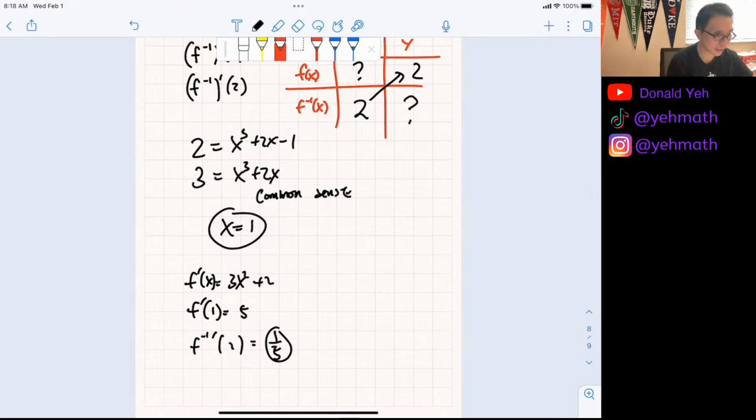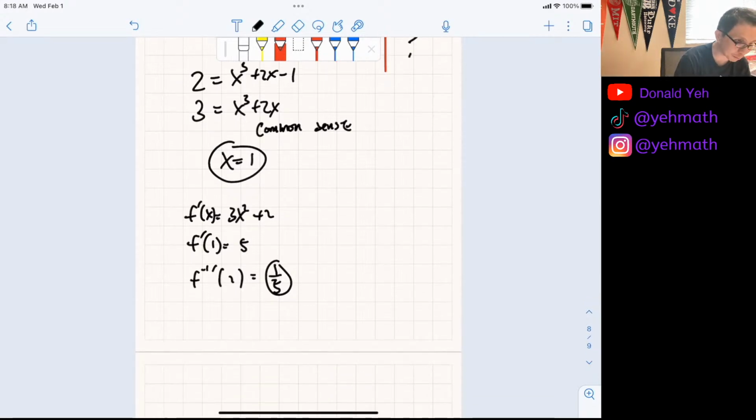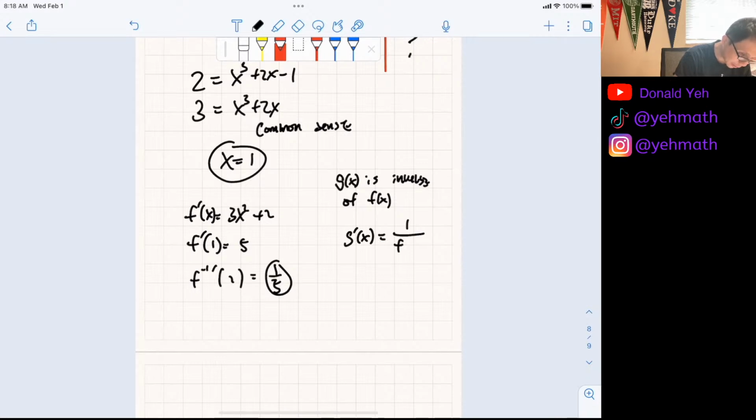Now, some people are going to say, I need a formula. Here's a formula I will give you. There are two ways to do it. In the textbook, they like to give a more formal way. They will say g of x is the inverse of f of x, and the formula is g prime of x, which is the derivative of the inverse, is equal to 1 over f prime of g of x.